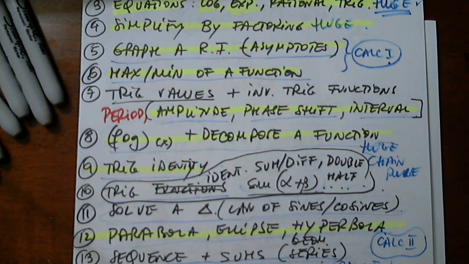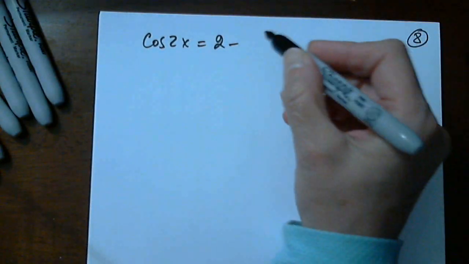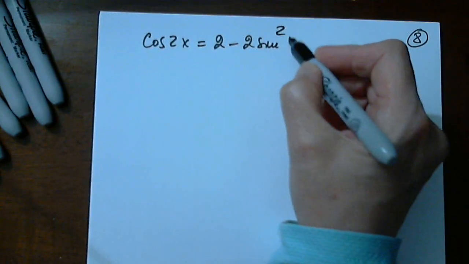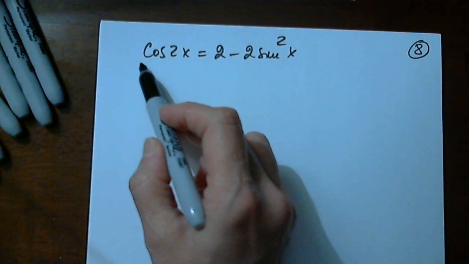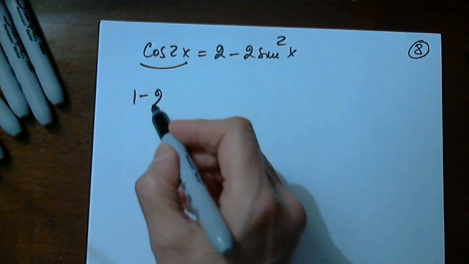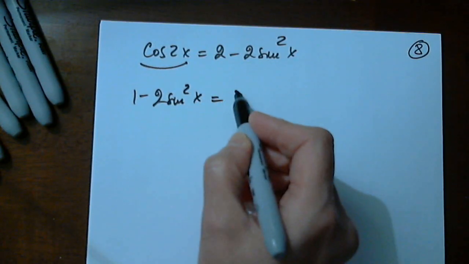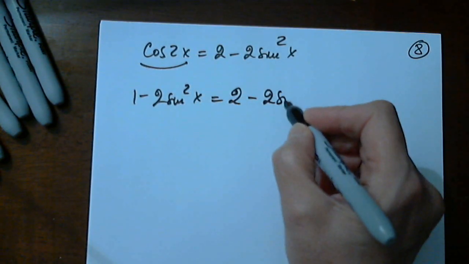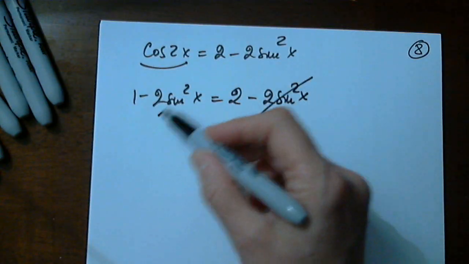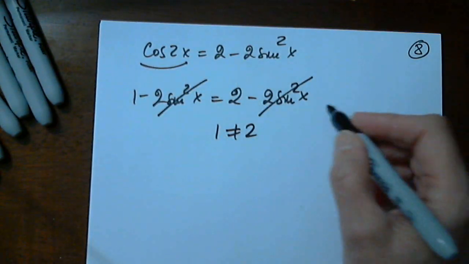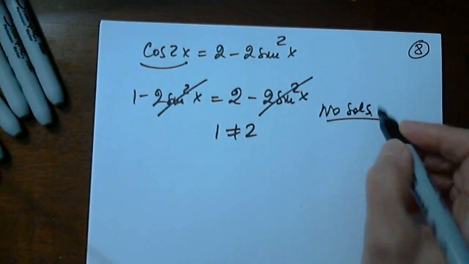The other problem was cosine 2x equals 2 minus 2 sine squared x. Good. So the same idea, I will replace this by 1 minus 2 sine squared x equals 2 minus 2 sine squared x. These go away. 1 does not equal 2. No solutions.